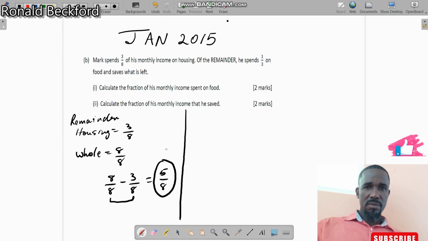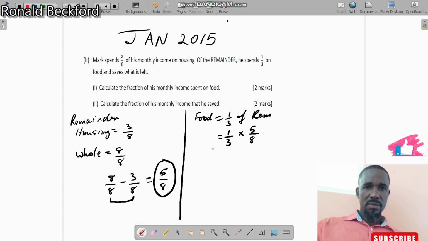Now, it further goes on to say, of the remainder, he spends 1/3 on food. So therefore, food is equal to 1/3 of the remainder. What is that remainder? The remainder is 5/8. So we need to find 1/3 of 5/8. Why am I using a multiplication sign here? Because in mathematics, whenever we see the word of, we know that the operation is going to be multiplication.